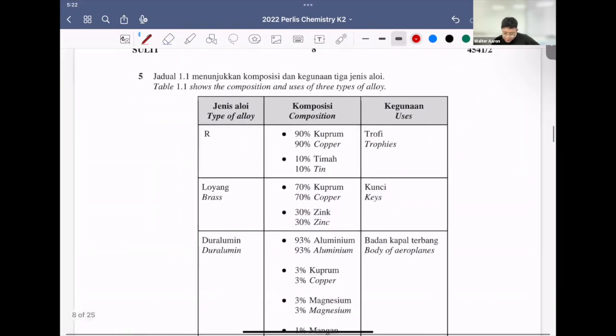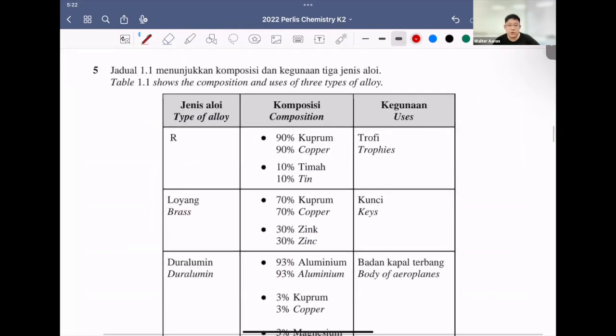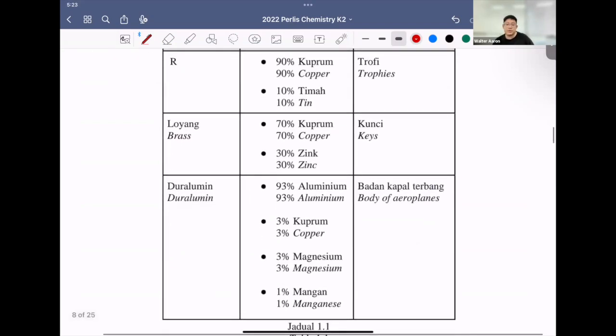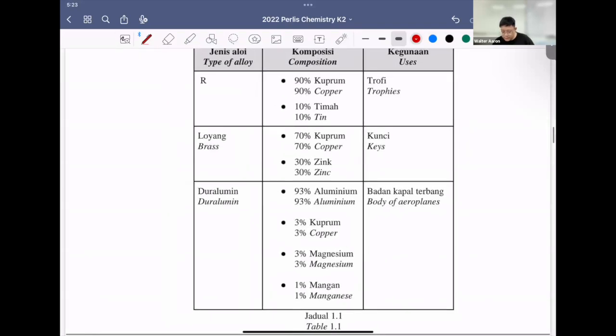Okay, let's go to number 5. Table 1.1 shows the composition and the uses of the 3 types of alloy. So R, we have copper and tin, which is used to make trophies. Brass is 70% copper and 30% zinc, which is used to make keys. Duralumin, which is 93% aluminum, 3% copper, 3% magnesium, and 1% manganese, is used to make the body of aircrafts.